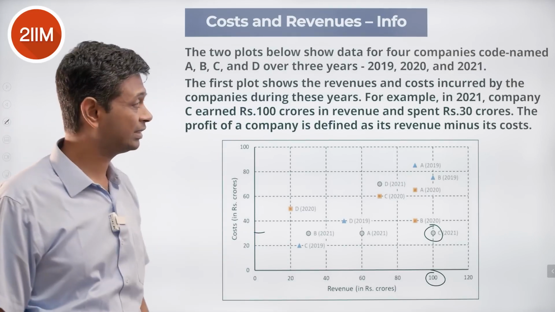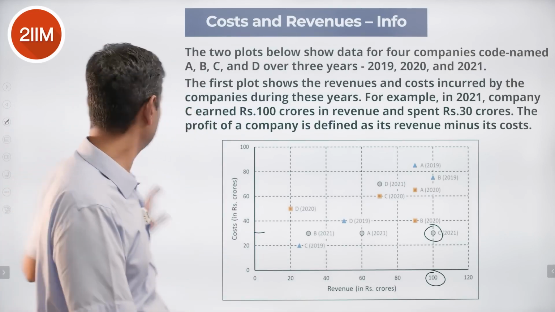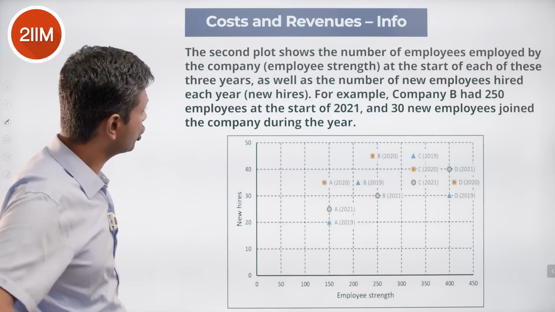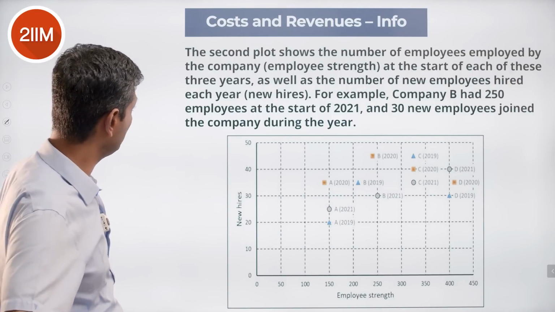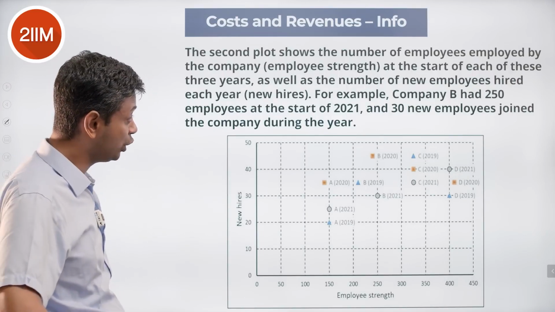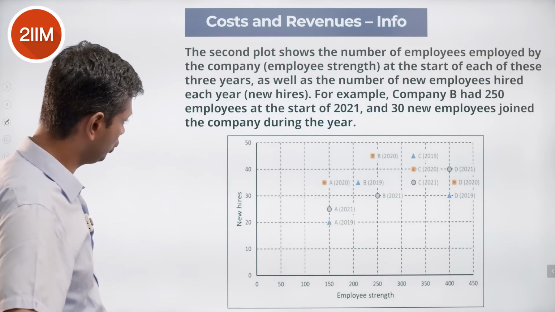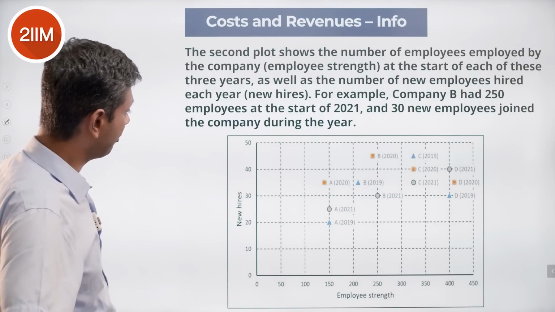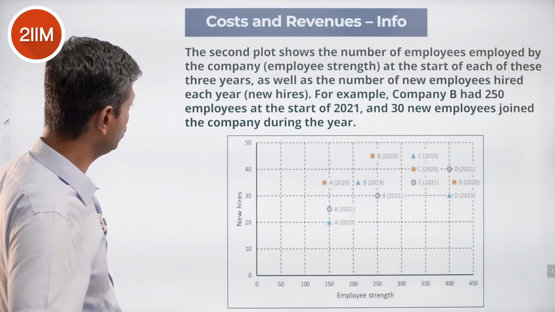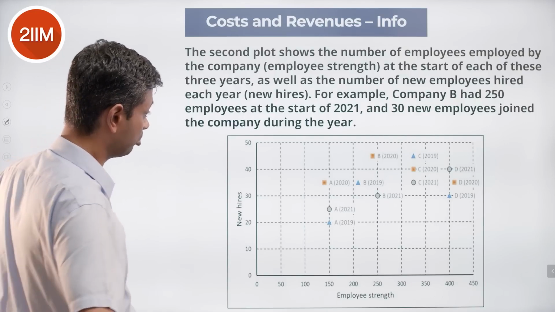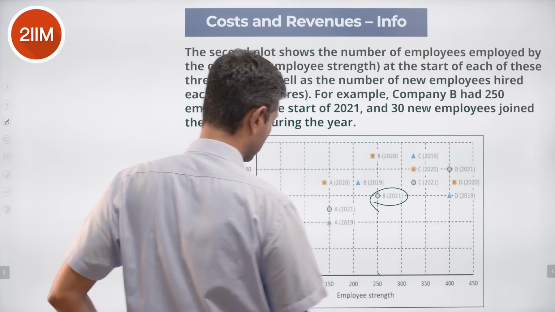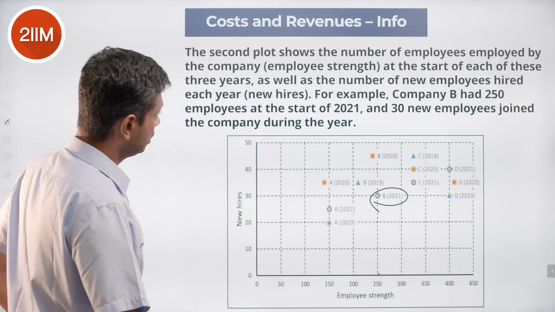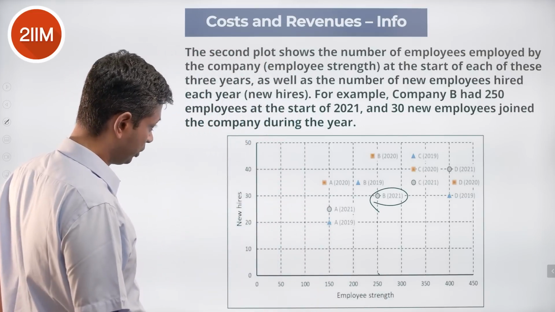Profit of a company is defined as its revenue minus its costs. Understandable. The second plot shows the number of employees employed by the company, employee strength at the start of each of these 3 years, as well as the number of new employees hired each year, new hires. For example, company B had 250 employees at the start of 2021. Company B 2021, 250 employees at the beginning of the year. 30 new employees joined the company during the year.